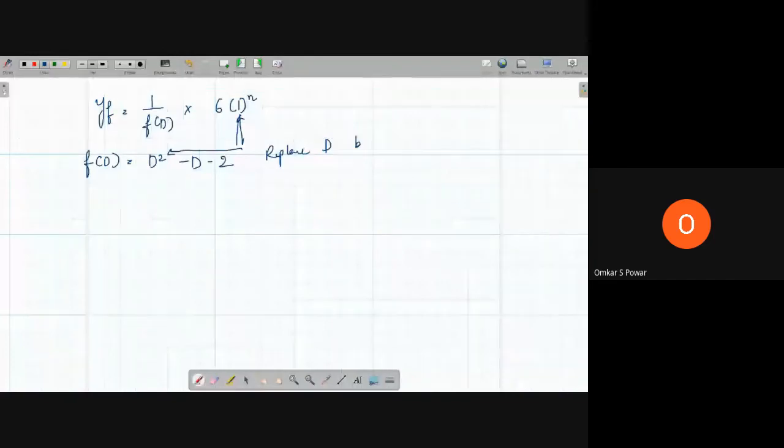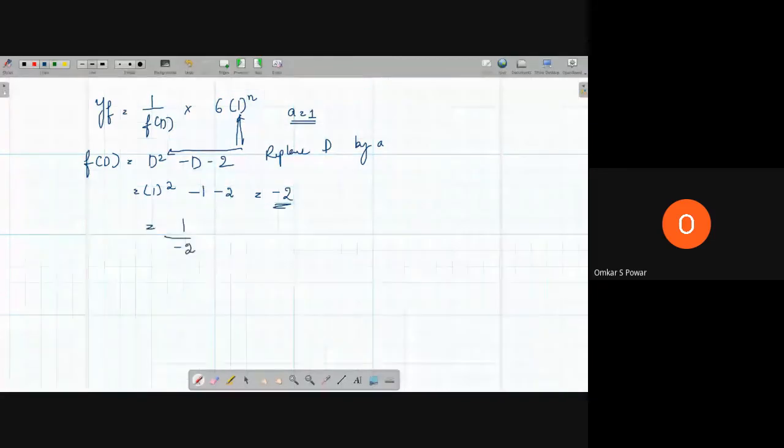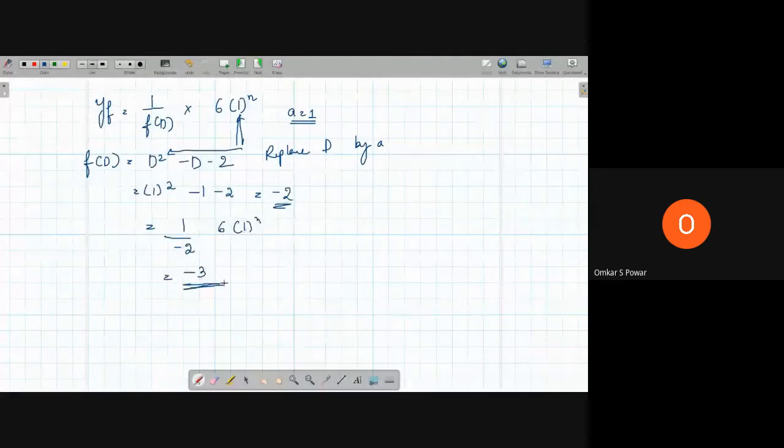So what is the value of a? A is equal to 1. So 1 square minus 1 minus 2, you'll get minus 2. So 1 by f of d, minus 2 into 6 into 1 to the power of n. This 1 power of n you can neglect, so you will get minus 3. So this is your forced response.